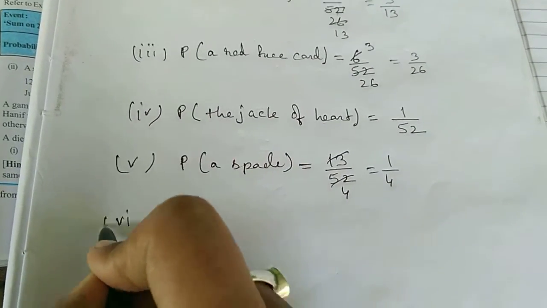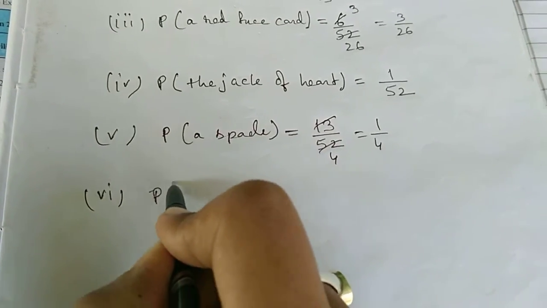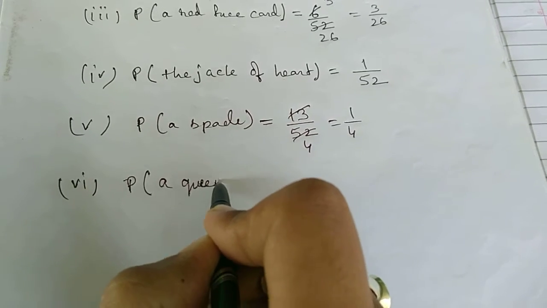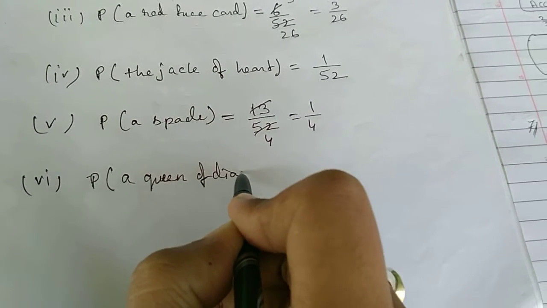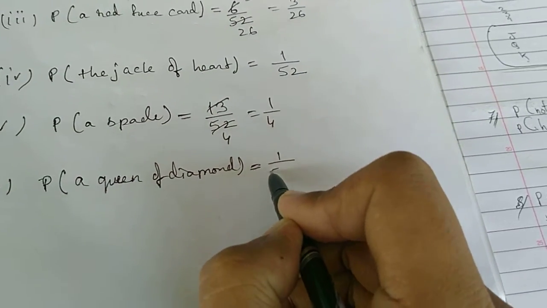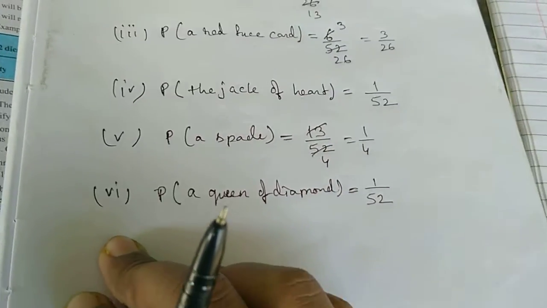Then number 6th part, a queen of diamond. A queen of diamond. So 1 by 52. Okay, so this is your answer.